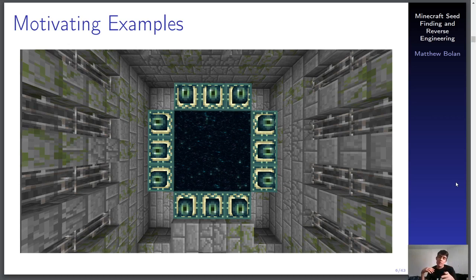And this is a 12-eyed portal. So 12 eyes, as you might guess, need 12 features to go right. And those features are these eyes around the portal frame. The way that these eyes work is that they have a 1 in 10 chance to have an eye here already. And if all 12 of them are filled, the end portal will light. And that's something that we really want to happen for, say, speedrunning seeds.